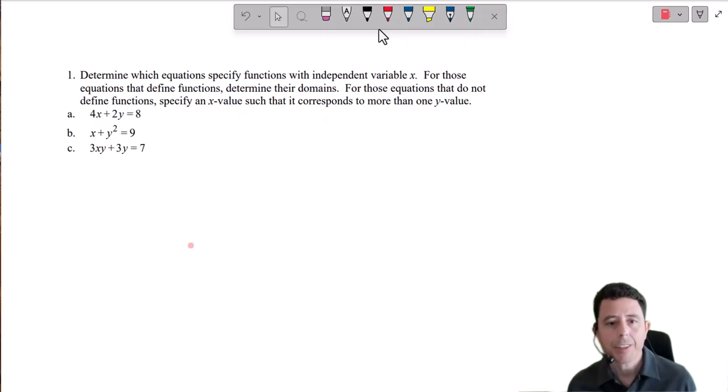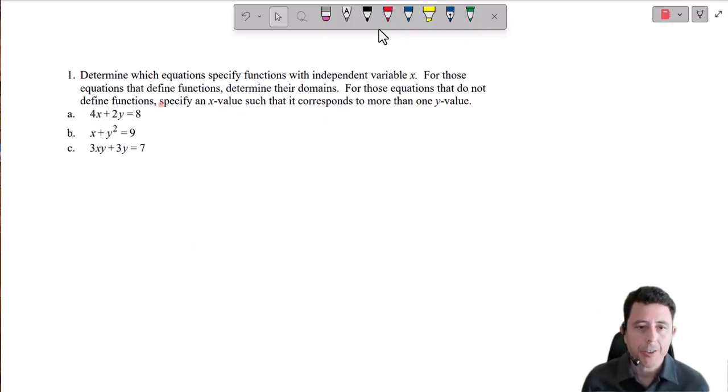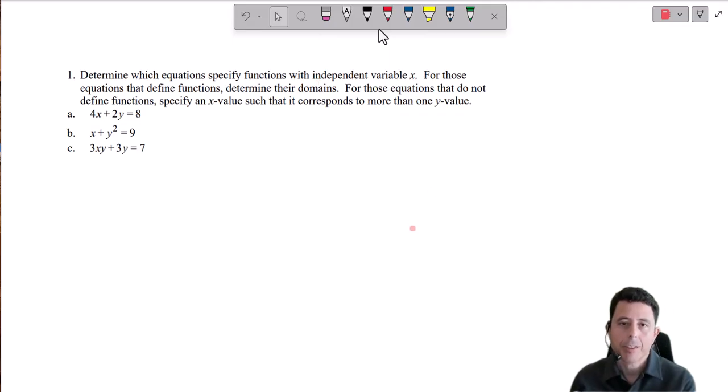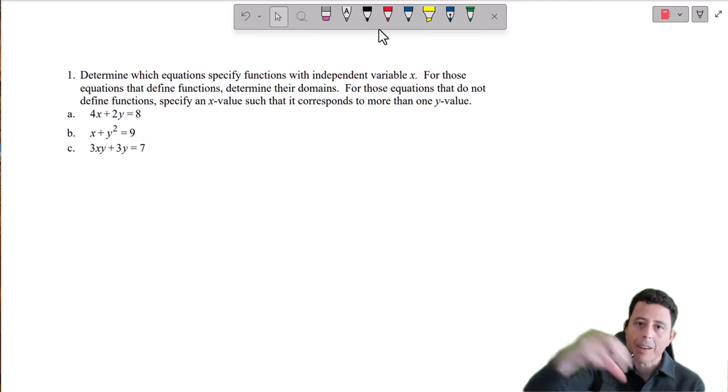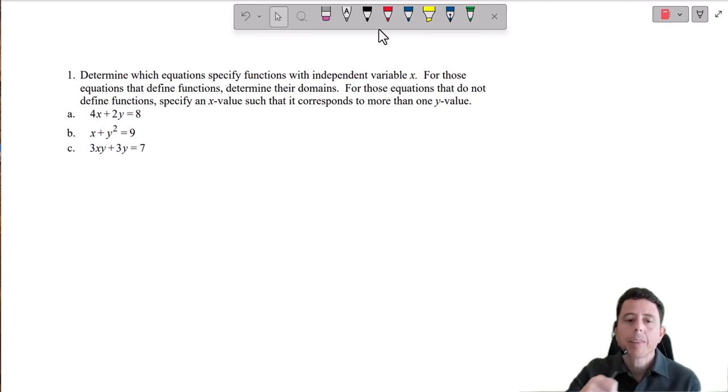All right, let's take a look at this example here. It says determine which equations specify functions with independent variable x. The variable x, we usually say that it's independent because it doesn't depend on anything. But the y variable, usually we call it dependent because the y is the output, right? So the output always depends on the input. So that's why we call x the independent variable, and the y we call the dependent variable.